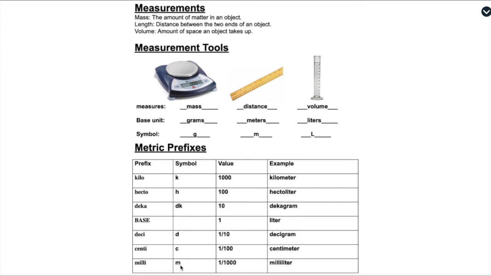Milli is M. It is 1/1000th of a base unit. And a milliliter is going to be 1/1000th of a liter. You need 1,000 milliliters to make up a liter. So make sure you have all of this filled out. We're going to talk a lot more about this table tomorrow.